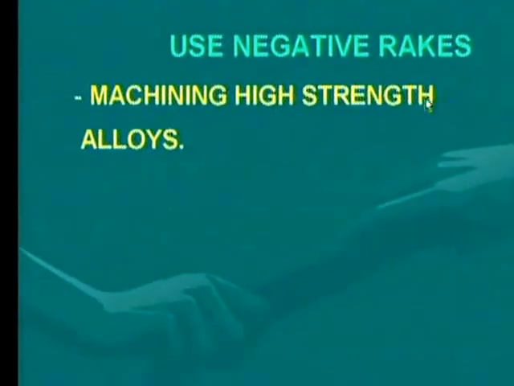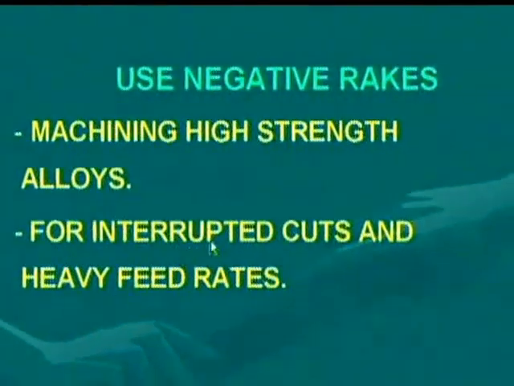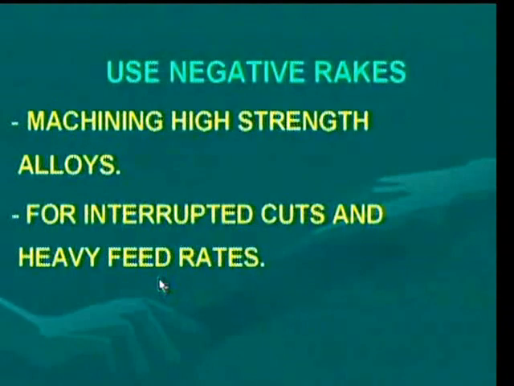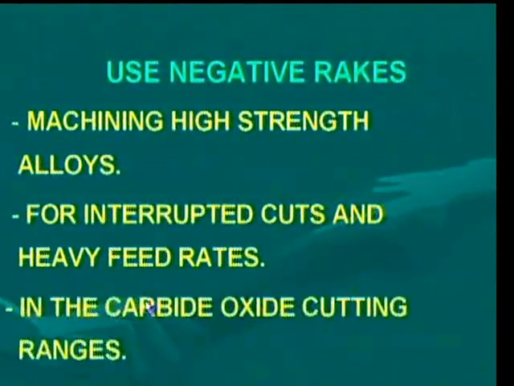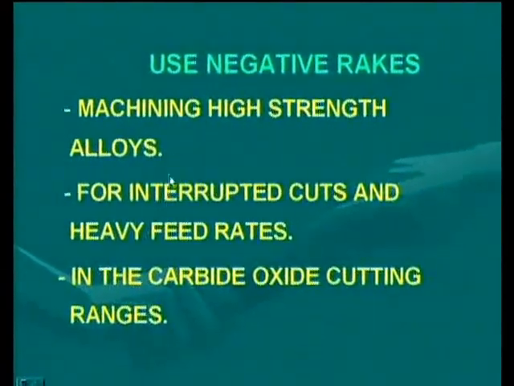Use negative rakes for machining high strength alloys. Some alloys have very high hardness and strength, and the shearing required is very high, so such alloys can be machined only with negative rakes. For interrupted cuts and heavy feed rates, negative rakes are also advisable. In carbide oxide cutting ranges, negative rakes are generally prescribed too. These are the conditions for negative and positive rake angles.